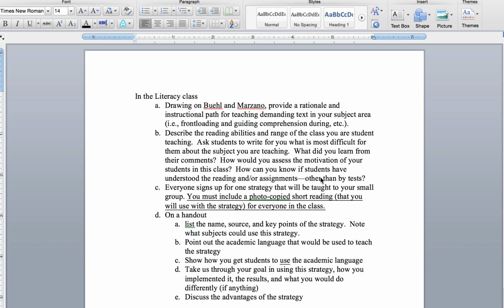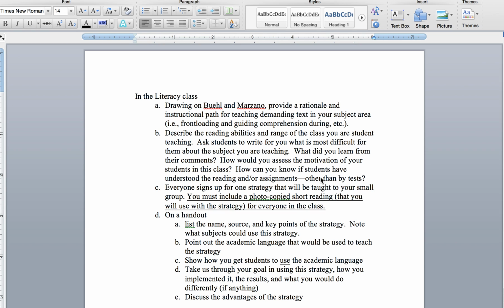Going through the guidelines again, in this assignment rather, you are drawing on Buell, Marzano vocabulary and the text within our class to provide a rationale and instructional path for teaching demanding text in your subject area. Then you're going to describe the reading abilities and the range of the class you are student teaching. You're going to talk with your students, ask them to write for you about what is most difficult for them about the subject you're teaching, and what did you learn from them?